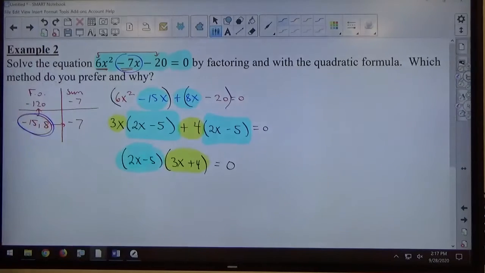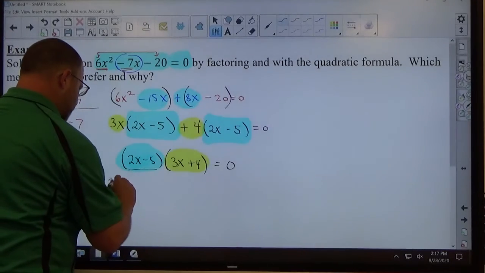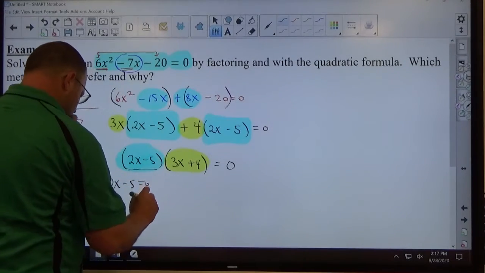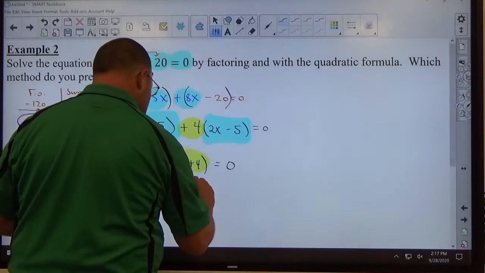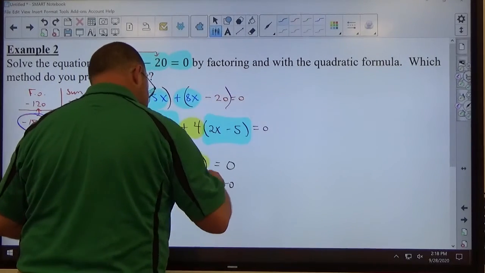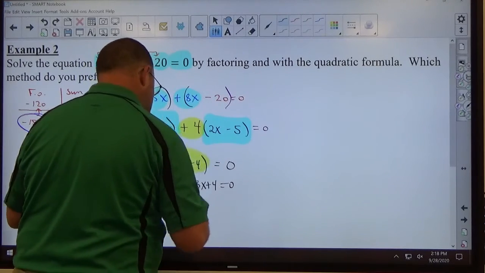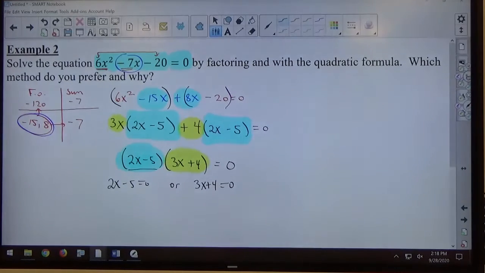And the whole purpose of factoring is to change from a sum and difference structure into a multiplication structure, because when we multiply by 0, we get 0. So either 2x minus 5 must equal 0, or 3x plus 4 must equal 0. One or the other.